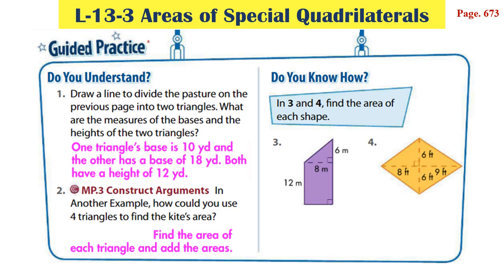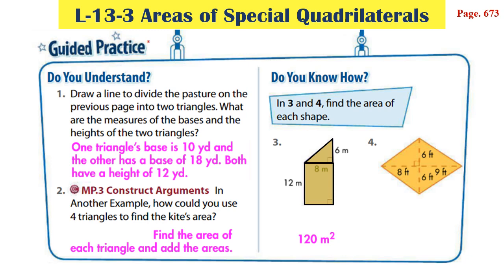Okay, now, guided practice part 2, do you know how? Read the directions. In 3 and 4, find the area of each shape. 3. Good. The answer for number 3 is 120 square meters. Who can explain how you got this answer? Excellent.